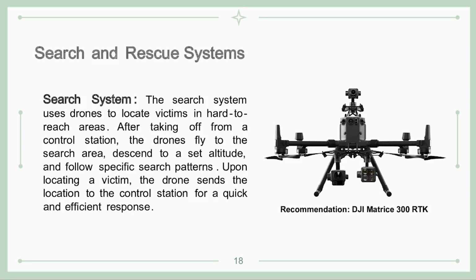Good. The search system is a key component of our solution. Using drones equipped with advanced sensors, the system locates victims in hard to reach areas after taking off from a control station. The drone follows specific search patterns and descends to a set altitude to ensure accuracy. Once the victim is located, the drone sends the coordinates to the control station, enabling a quick response.